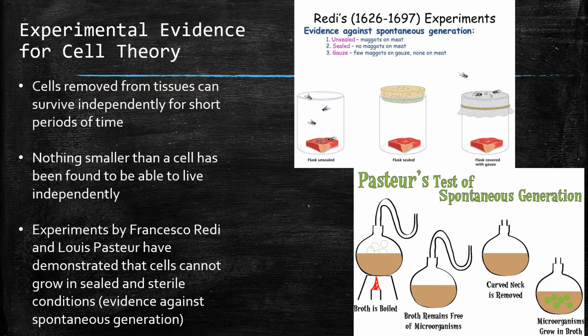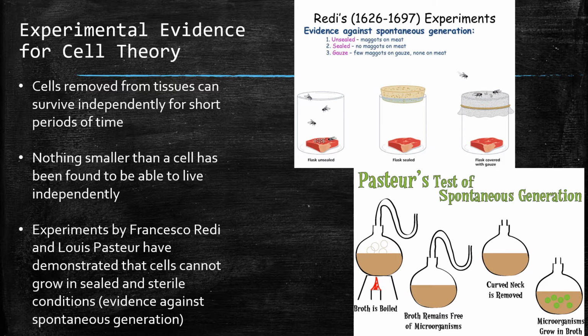Now, when we took that neck back off, then all those bacteria in the air could come into the broth and begin growing microorganisms again. So that's our experimental evidence for cell theory.